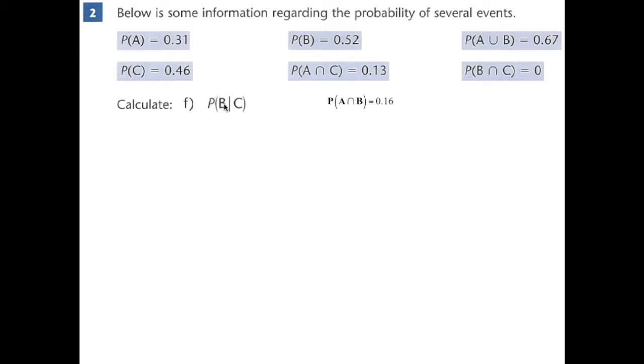F, the probability of B given C. The probability of B given C is equal to the probability of B intersects C. Once again, this is backwards. This should really be the probability of C intersect B, but it doesn't really matter. B intersection C is 0. So we have 0 divided by a non-zero number, so that is 0. 0 divided by 0.46 is 0. And that's it for question number 2.